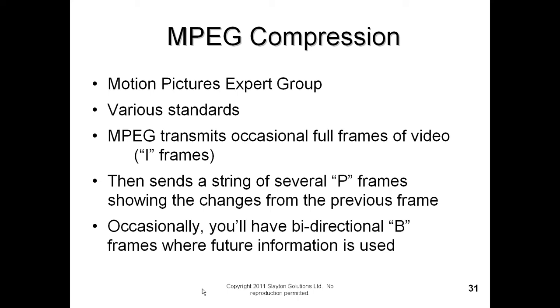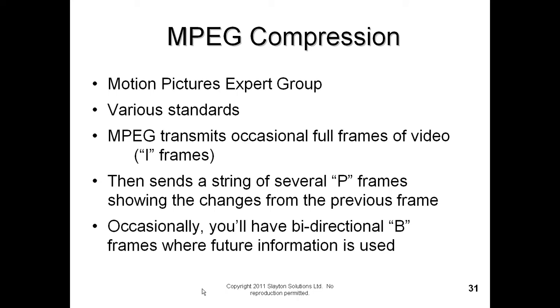It's a full and complete picture of whatever the camera is seeing. Then after that, there's going to be a string of P frames, or predictive frames. These frames are also called partial frames. But the P frame shows you the changes in the scene from the previous I-frame.